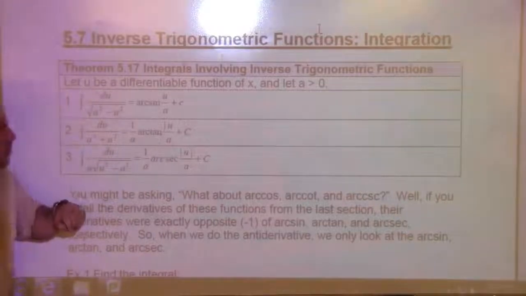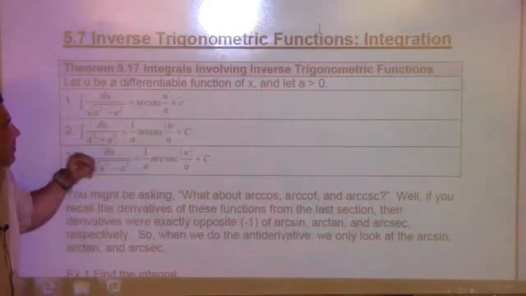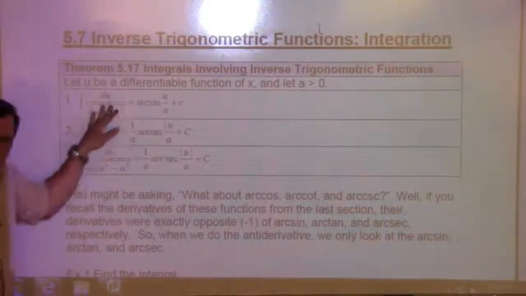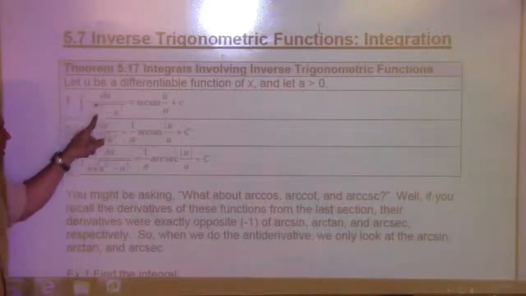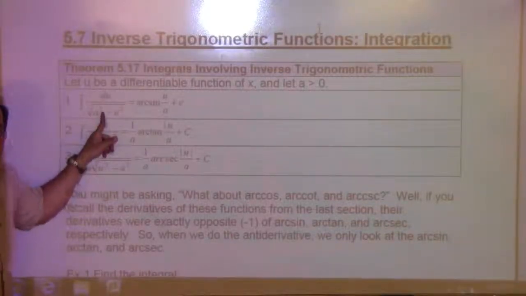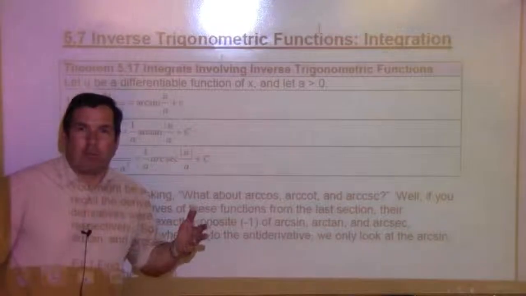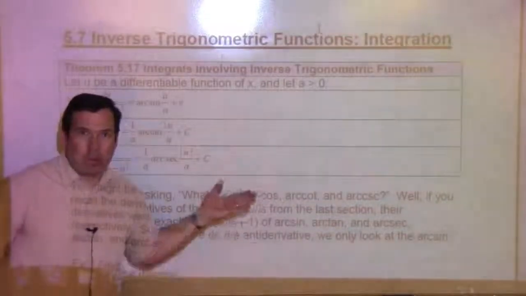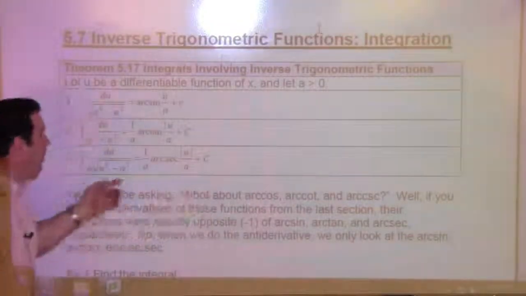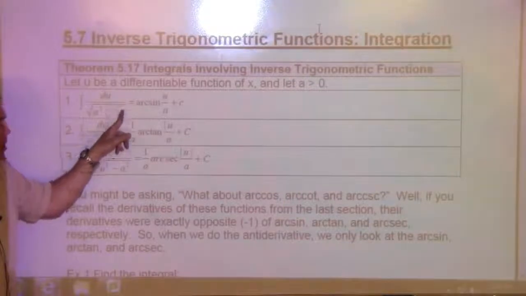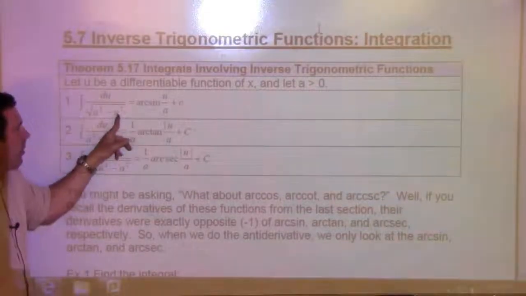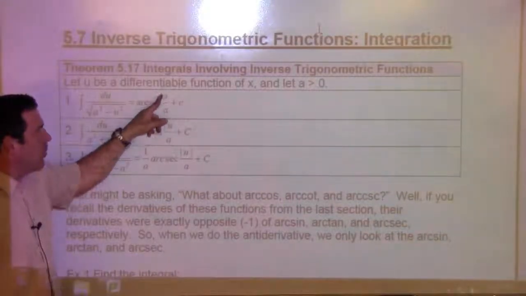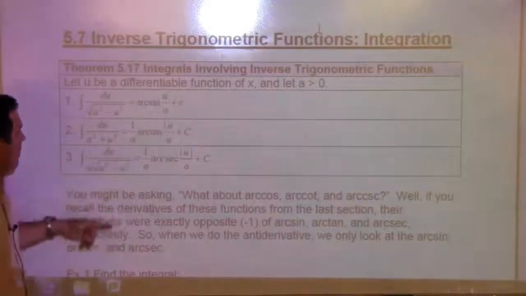Let u be a differentiable function of x, and let a be something positive. Now if you can get it in this form, where it's du over the square root of some constant squared, and the constant squared could be like 5. 5 could be a squared, that's okay. So that means a is square root of 5. Minus u squared, some variable function part, that's going to give us arc sine of u over a plus c.